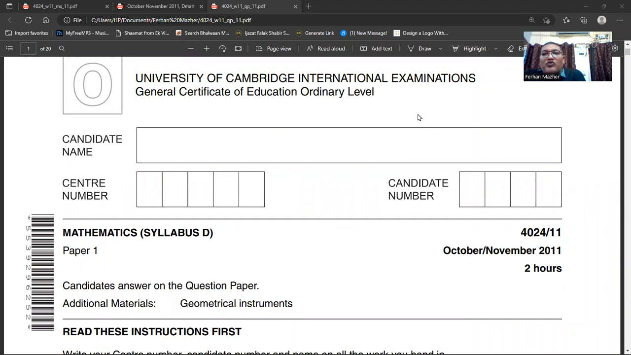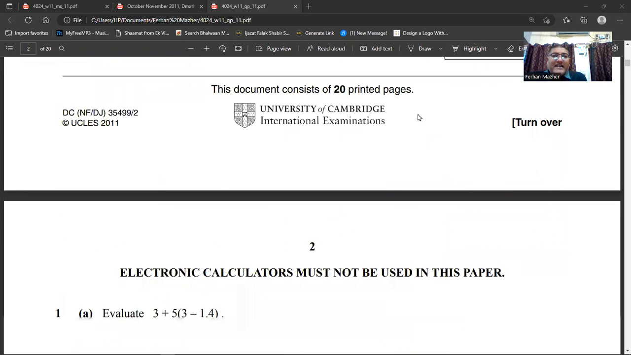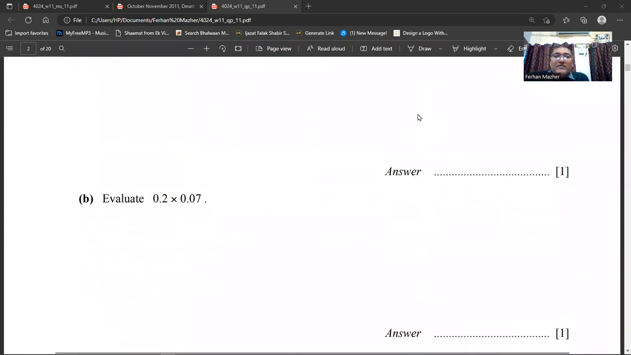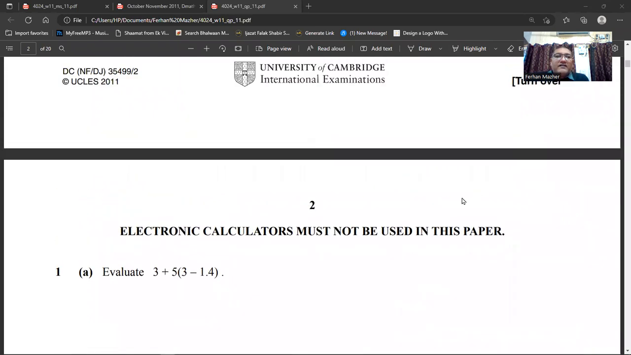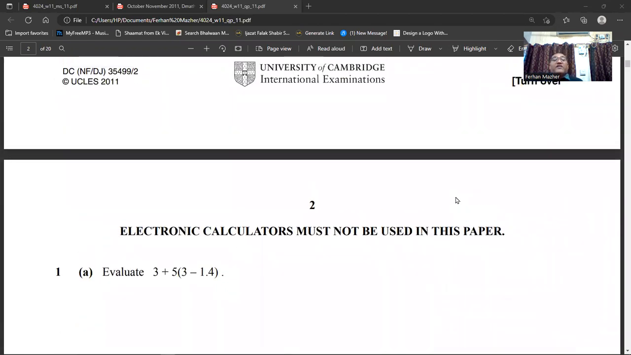So the paper October-November 2011 1-1 is showing up on your screen. So let's start. The time allowed is 2 hours, and here we go. The first question is coming up on your screen. He says evaluate 3 plus 5 bracket start at 3 minus 1.4 bracket close.